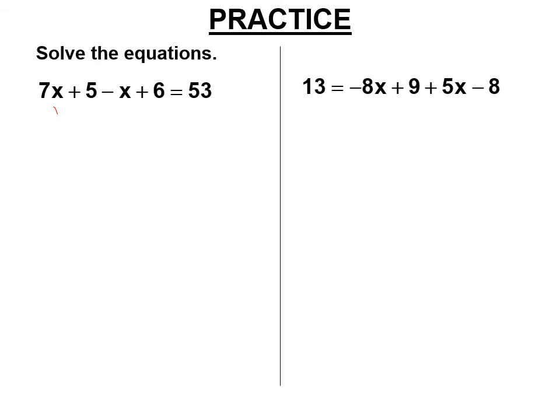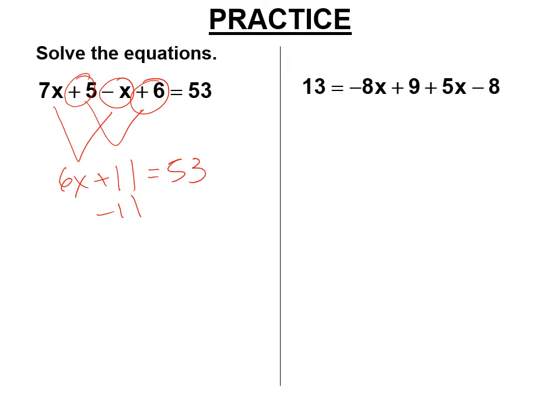So this first one, 7x minus x, please do these before watching the answer. 7x minus x is 6x, 5 plus 6, right? This is positive 5 plus 6, this is positive 11, so that's plus 11. There's our two-step. Add 11 means you subtract 11 from both sides. 6x equals 42. Multiplying by 6 means you divide by 6, and x equals 7.